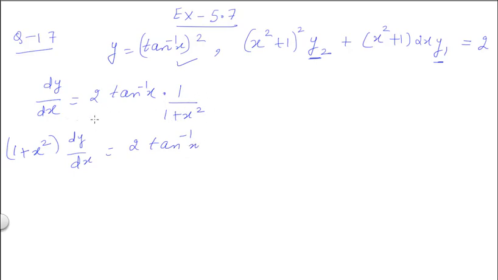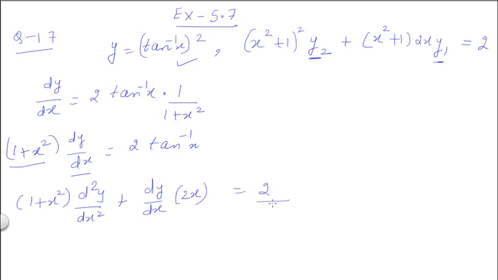After multiplying both sides with 1 plus x square, now we'll differentiate it again with respect to x because we have to reach the second order derivative. You see here, there are two functions: 1 plus x square is the first one, dy by dx is the second one. Now we will apply the product rule here. 1 plus x square as it is, differentiation of dy by dx will become d square y by dx square, plus dy by dx as it is, differentiation of 1 plus x square is 2x, equals differentiation of tan inverse x, which is 1 upon 1 plus x square.